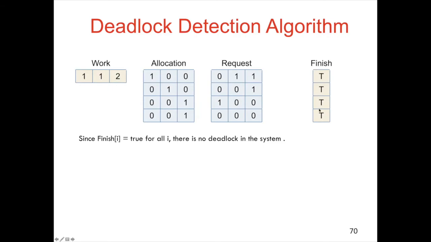Here we are trying to find a process for which the finish value is false. There is no such process. Since finish I is true for all I, there is no deadlock in the system. We go to step 4. And we understand that there is no deadlock because all the finish values are true.